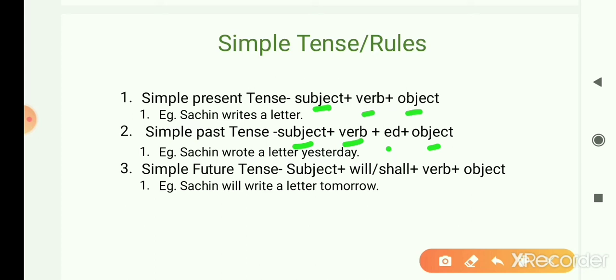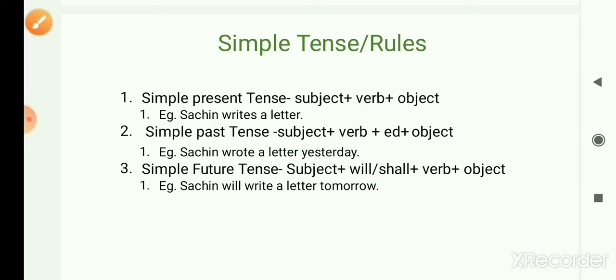Now what will be the simple future tense? Subject, will or shall plus verb plus object. Here we added ed. Now we have to remove the ed and add will or shall. So the sentence will be Sachin will write a letter tomorrow. Okay, hope you understood this. Now let's go to the next one.